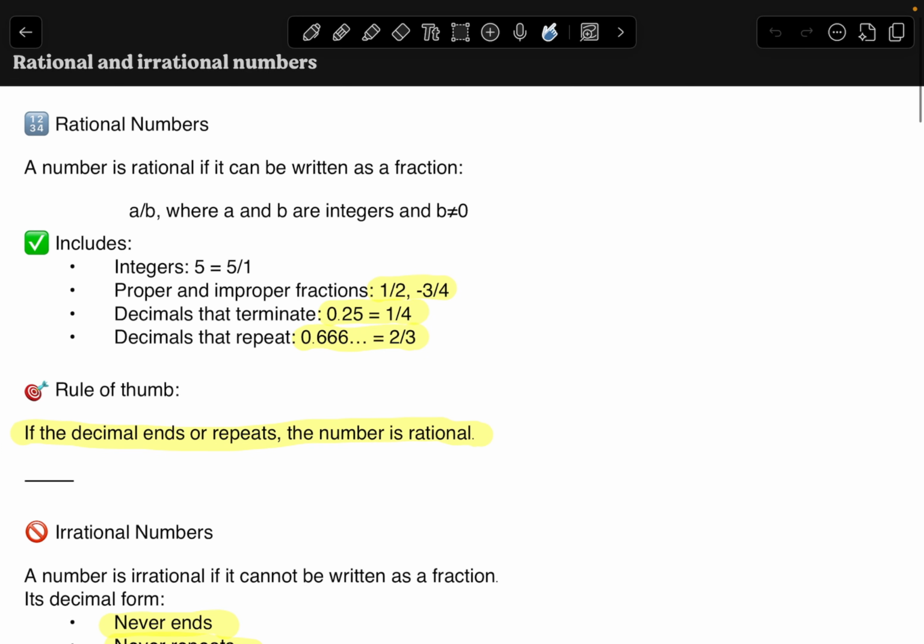Today we are going a bit deeper into the world of rational and irrational numbers. These are the numbers that include fractions, decimals and even some that go on forever. Let's break them down simply and clearly.